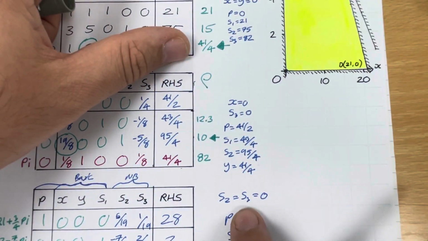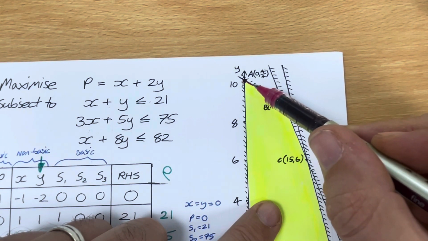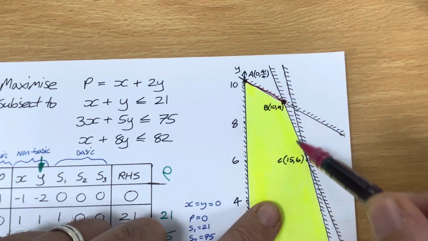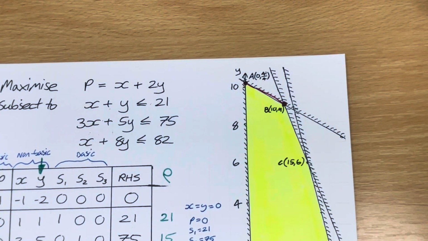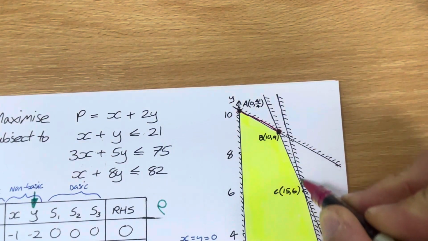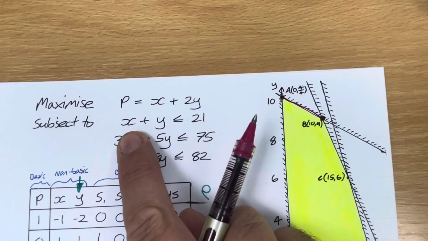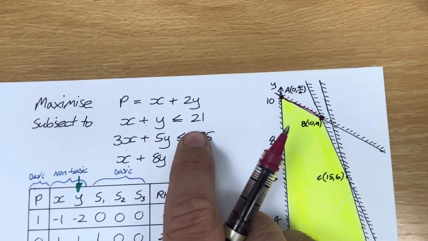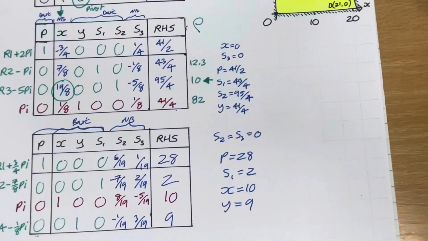We've also got S2 and S3 are both 0, and that is because we are lying on both of those constraints. So S3 was the slack from this constraint, and S2 was the slack from this constraint. And because we are on those boundaries, the slack from both of those will be 0. S1 is 2, that's because we are not on this boundary, so there is some slack left in the top one. If you plug in x is 10 and y is 9, then that comes to 19. So we can see we're 2 away from the 21. So that's what that represents. And that's everything. Are we at the optimal vertex?